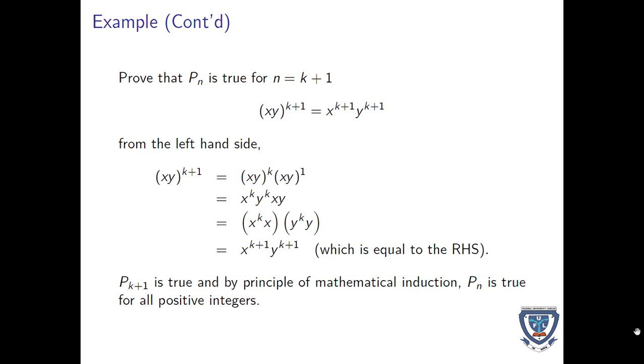So we are starting with the left hand side, which is (xy) raised to the power k plus 1. And after doing the simplification, we got x raised to the power k plus 1, y raised to the power k plus 1, which is the same as what we have on the right hand side. So for that reason, in conclusion, by the principle of mathematical induction, P(n) is true for all positive integers.